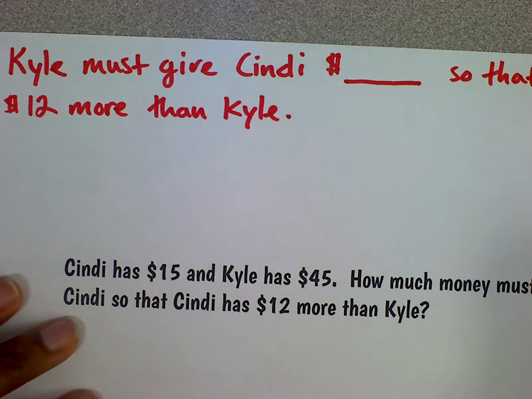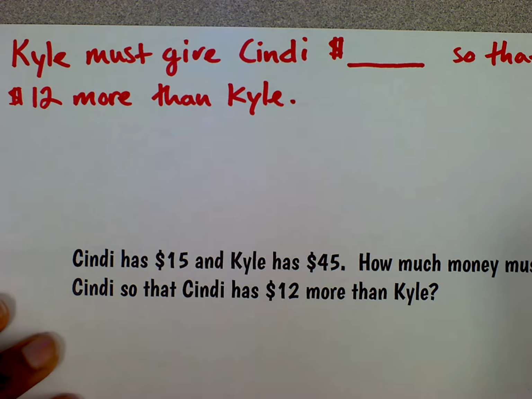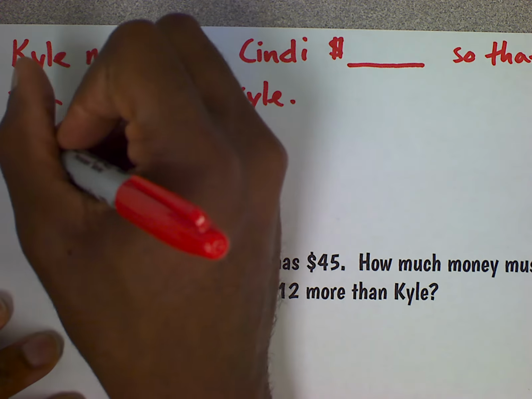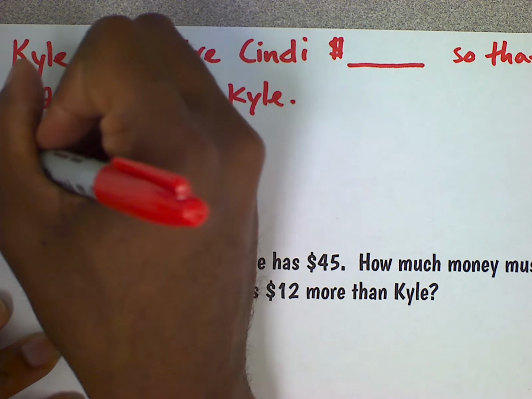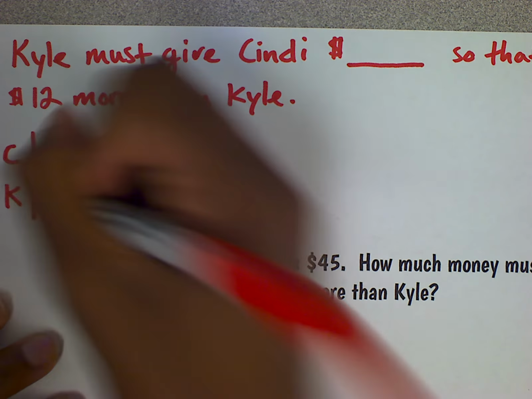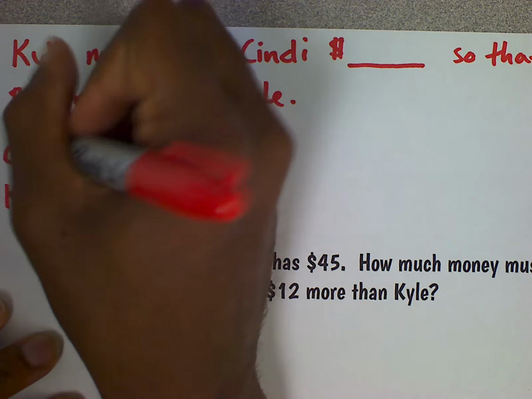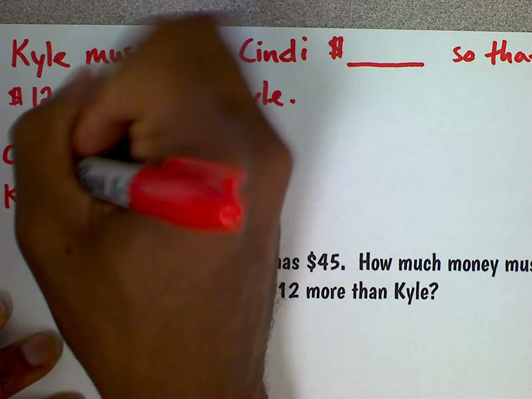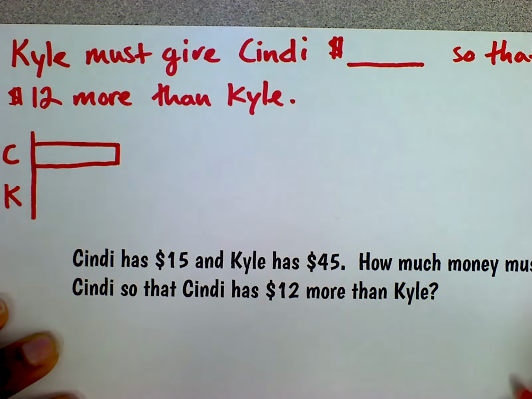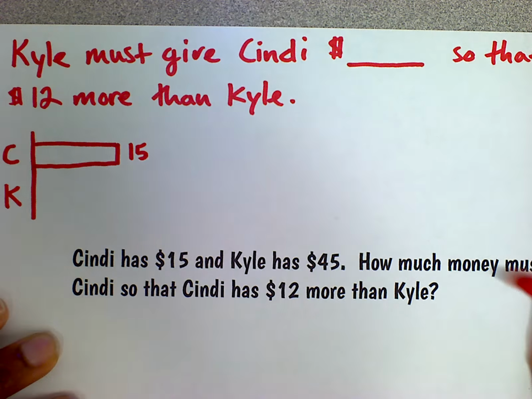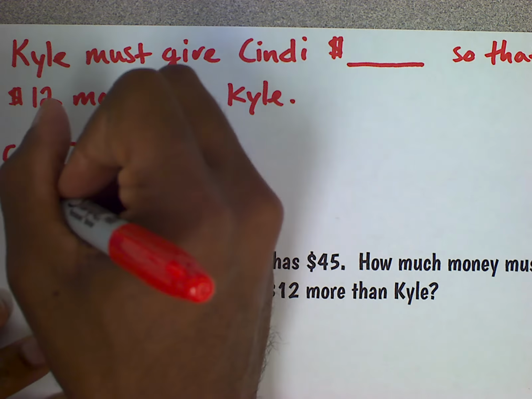So one of the next things Mr. Evans likes to do is just kind of draw some pictures that kind of put in perspective what we're trying to solve here. Okay, so if I'm talking about what our current status is right now, we have Cindy, who I'm going to represent here with a C, and we have Kyle, who I'm going to represent here with a K. I'm going to draw some tape or bars on this tape line to represent how much Cindy currently has. And what does Cindy currently have? Yes, that's right. She has 15. Now, how much does Kyle have? Yes, that is correct. 45.